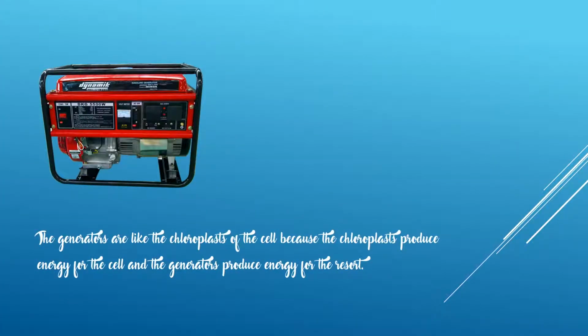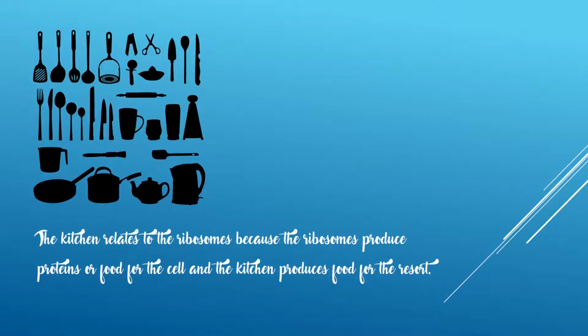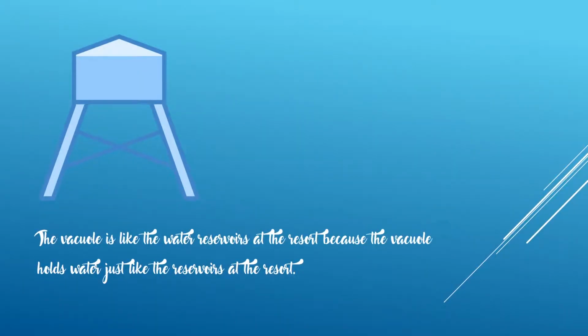The generators are like the chloroplasts of the cell because the chloroplasts produce energy for the cell and the generators produce energy for the resort. The kitchen relates to the ribosomes because the ribosomes produce proteins or food for the cell and the kitchen produces food for the resort. The vacuole is like the water reservoirs at the resort because the vacuole holds water just like the reservoirs at the resort.